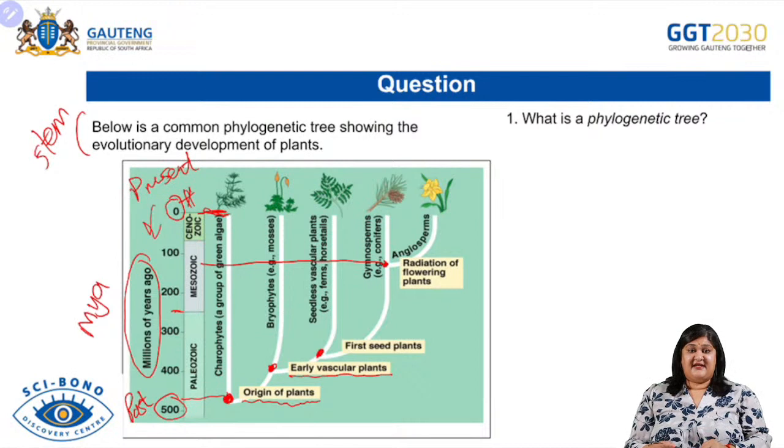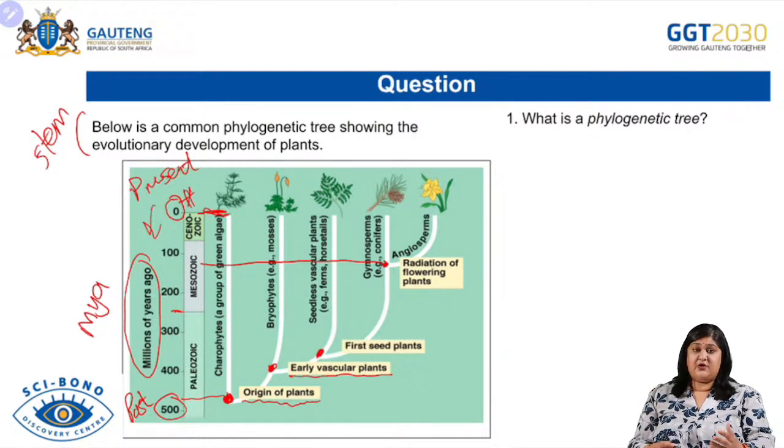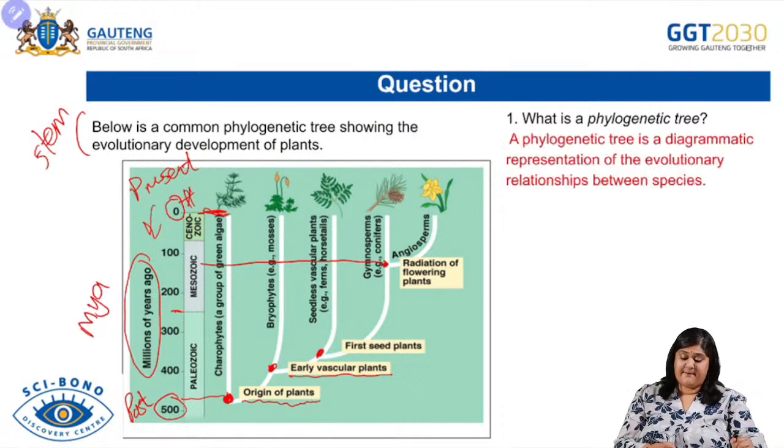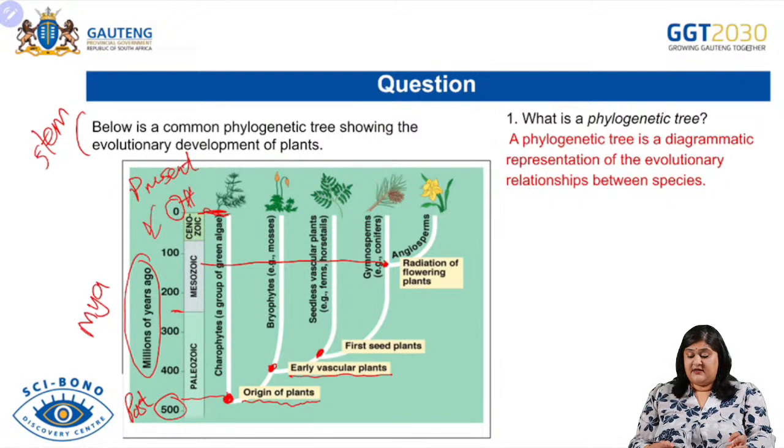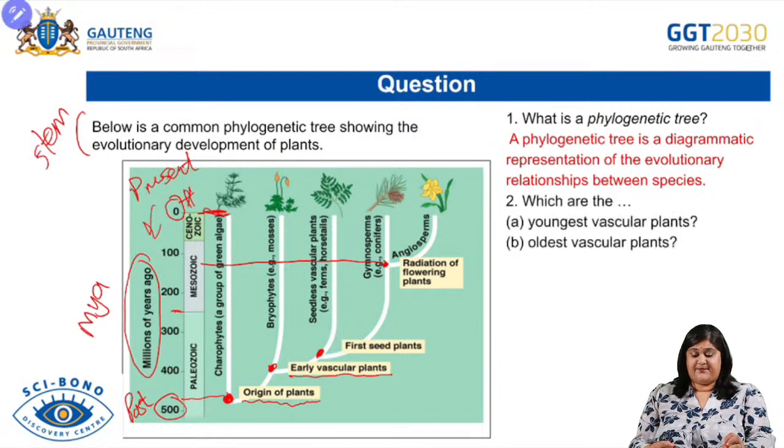What is the phylogenetic tree? This is a common question that they could ask you. Or they could ask you, what does this diagram represent? Which is a phylogenetic tree. But this is asking you for the definition. A phylogenetic tree is a diagrammatic representation of all the evolutionary relationships between species.